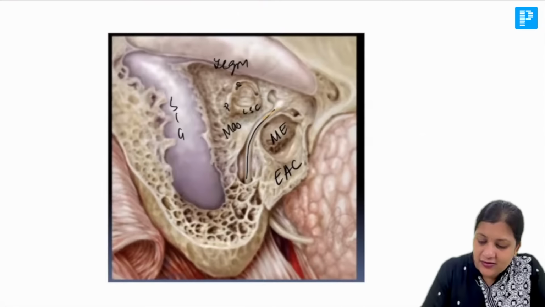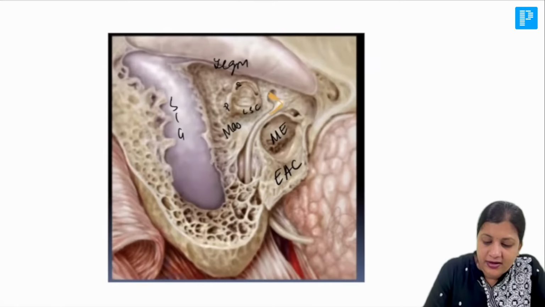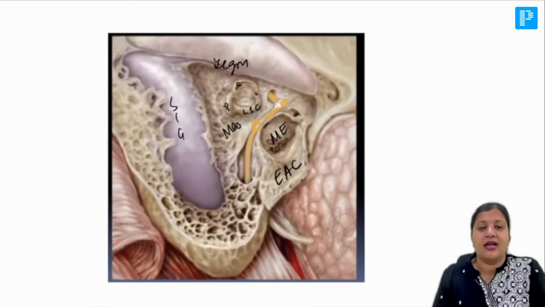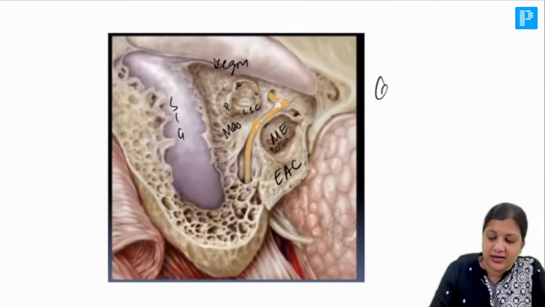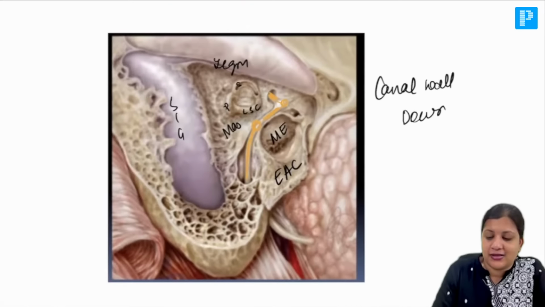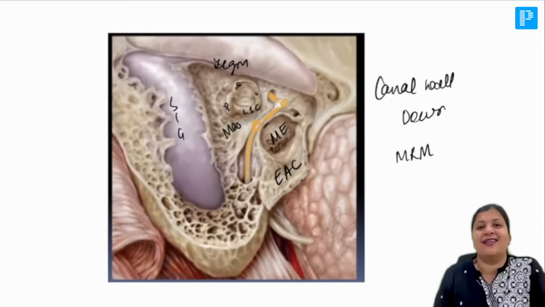Look at this. This is the facial nerve. It's coming from the inner ear to the medial wall of the middle ear to form the first genu. This is your first genu of the facial nerve. Then it is running horizontally. Then it is going from the medial wall to the posterior wall to form the second genu. Correct? So what surgery has been done here? Canal wall up or canal wall down? Yes, this is canal wall down surgery, also called as modified radical mastoidectomy.